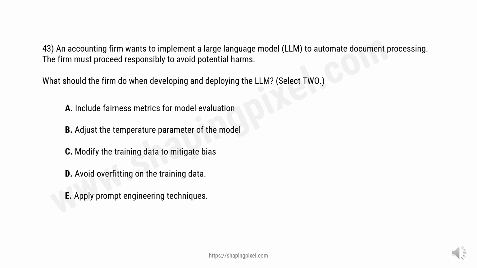Option B, adjust the temperature parameter of the model. Option C, modify the training data to mitigate bias. Option D, avoid overfitting on the training data. Option E, apply prompt engineering techniques. And the correct answers are Option A, include fairness metrics for model evaluation, and Option C, modify the training data to mitigate bias.